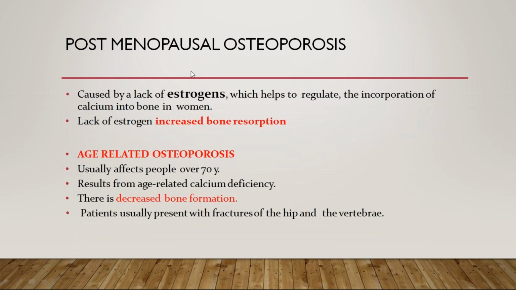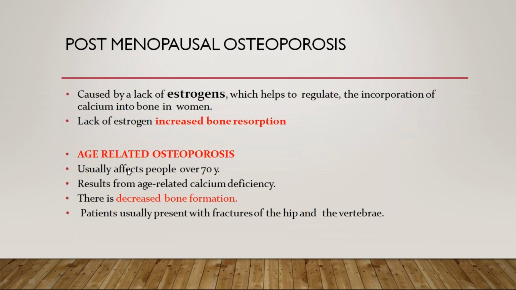Coming to postmenopausal osteoporosis, what will happen after they attain menopause? Due to lack of estrogen, the estrogen level will be decreased, so the bone resorption will be more. That is, the osteoclastic activity will be more in postmenopausal women. If estrogen is there, there will be no excess osteoclastic activity. Osteoblast activity will be there, but due to lack of estrogen, there will be osteoclastic activity, and lack of estrogen increases the bone resorption.